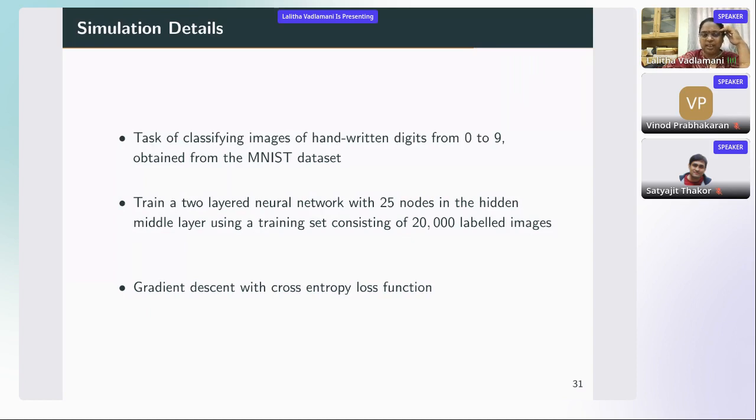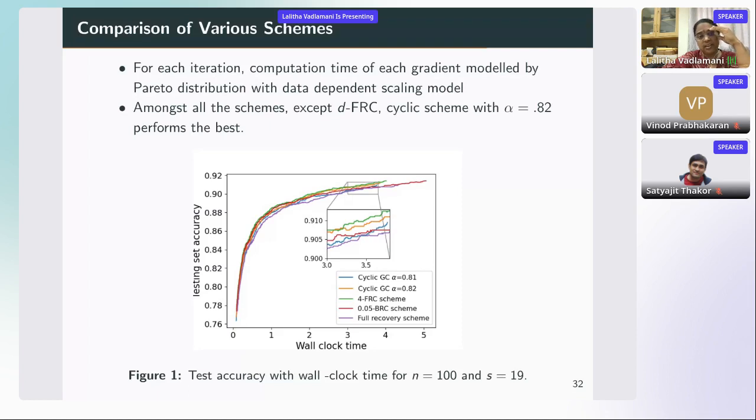So just a quick comparison that we have done, because generally all the schemes are compared against real data sets on which gradient coding is performed. We looked at the task of classifying handwritten digits from the MNIST data set, and the goal was to train a two-layered neural network with some number of nodes and some labeled images. The gradient descent itself was performed using cross entropy loss. There are a lot of choices that we have to make along the way, such as the computation time of a gradient. It is distributed as Pareto, but with a certain scaling model. There are varieties of scaling models which model the computation time in literature, and we chose one particular model called data dependent scaling. At least for the data set and parameters that we have chosen, the cyclic scheme was performing better than even batch raptor codes, but then the FRCs are just too fast.